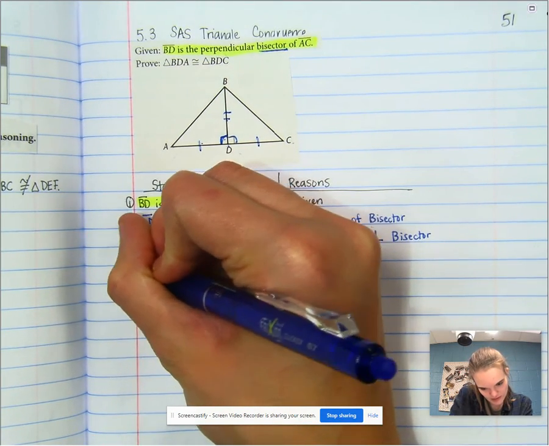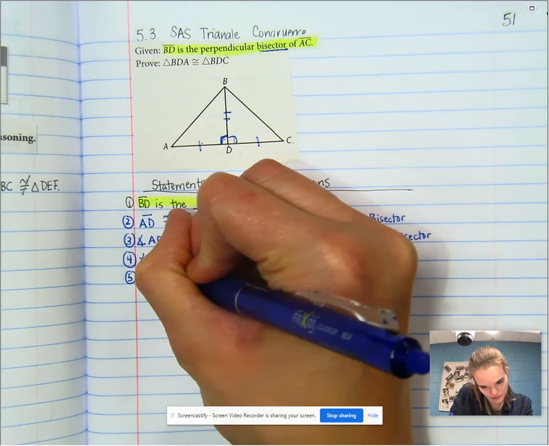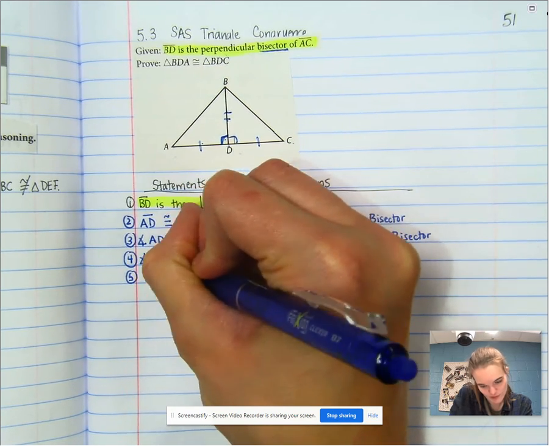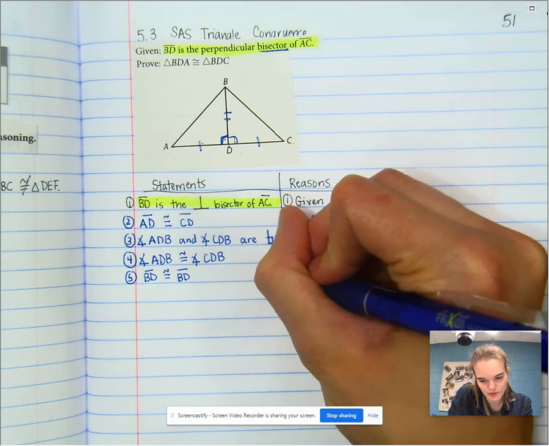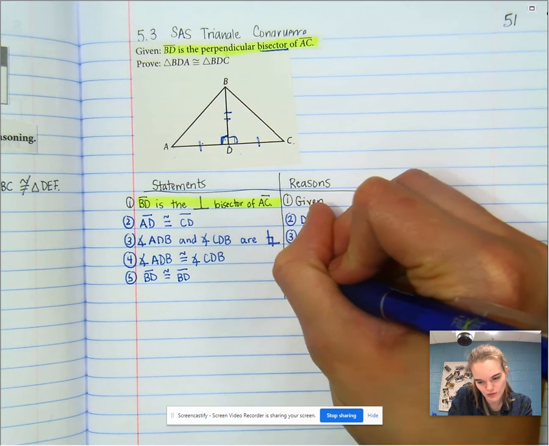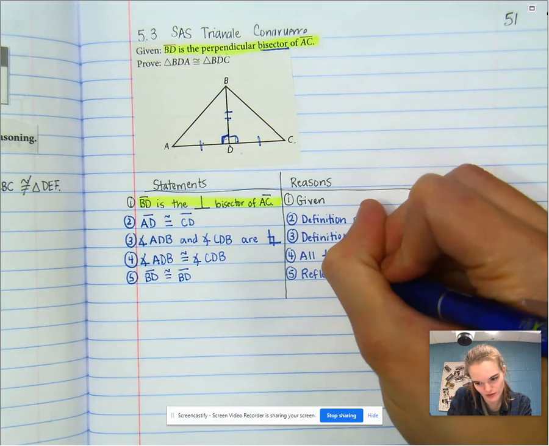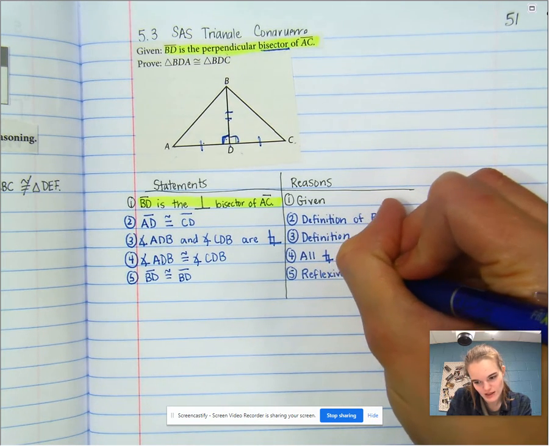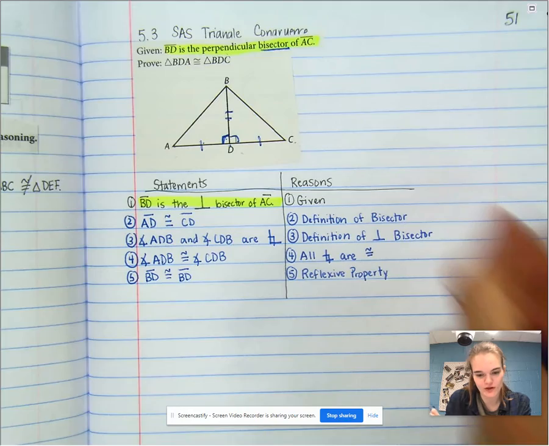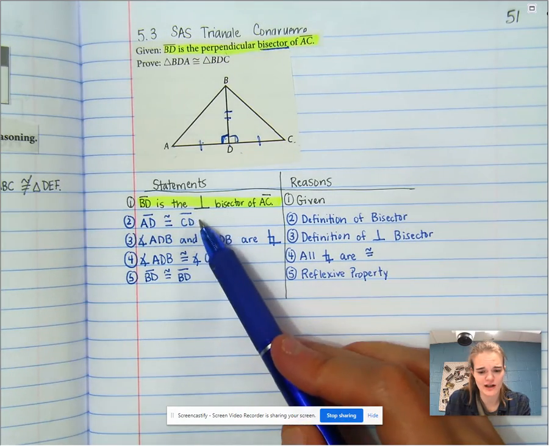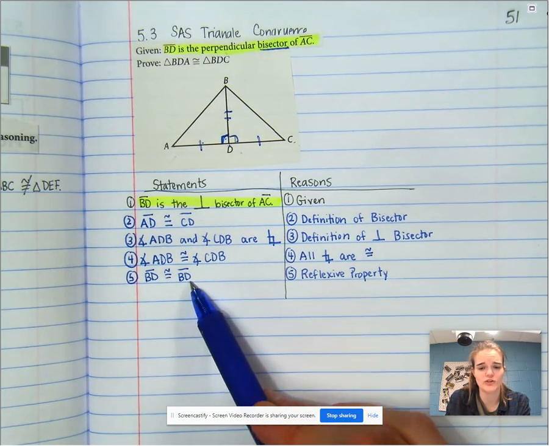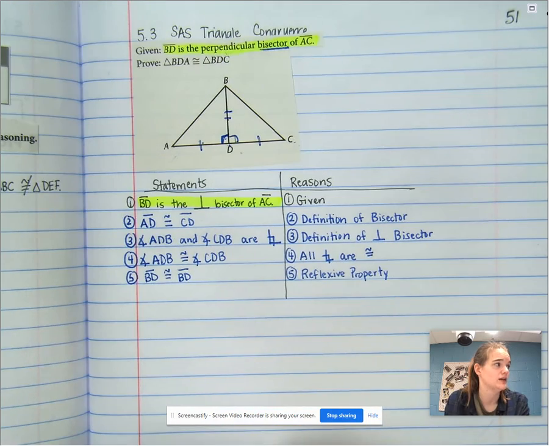BD is congruent to BD. Why? Because of the reflexive property. You use that one a lot. When I was in geometry, I forgot it so much and would miss everything because I would forget to say it. Here's why I know I have to have that, though. I have to have a side, an angle, and a side congruent to each other to use this theorem, okay?